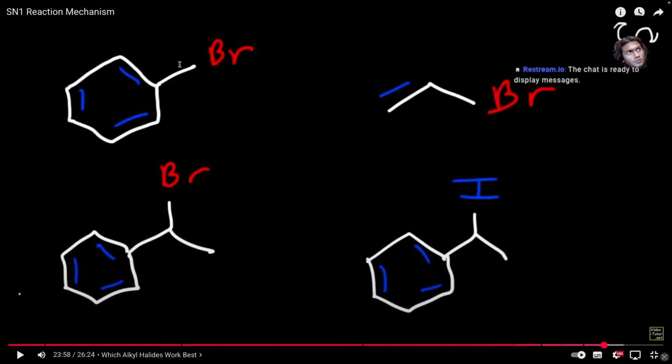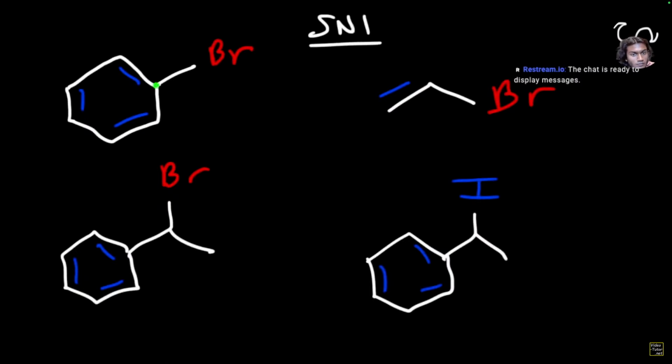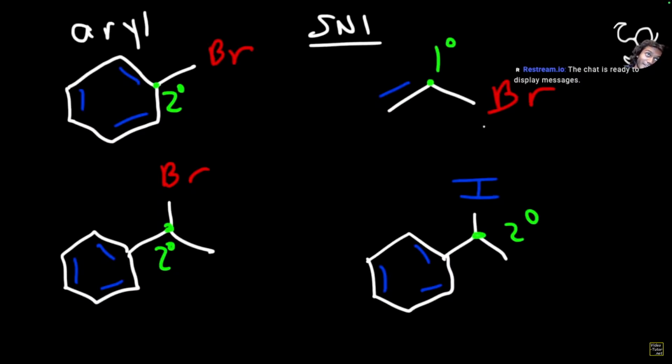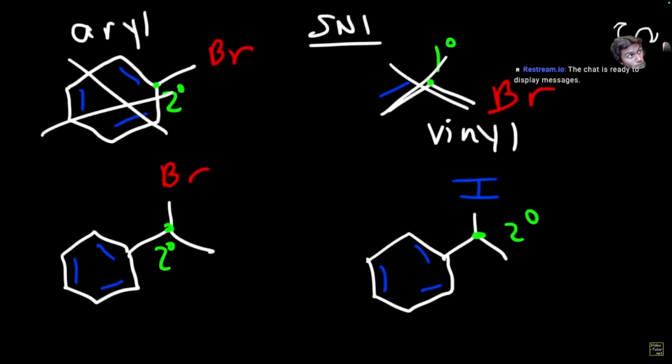I must say this one's the best. So this carbon is secondary. This carbon is primary. This one is secondary. And this is secondary. So you might be thinking we could eliminate the primary carbon, and you won't be wrong for doing that. Now, you need to know that aryl halides and vinyl halides do not work for SN1 reactions or SN2 reactions. So we can eliminate those options. Okay. So I was wrong.